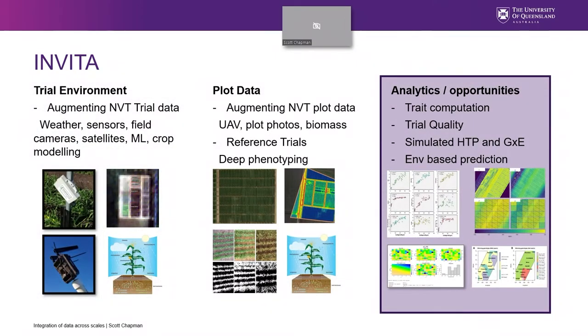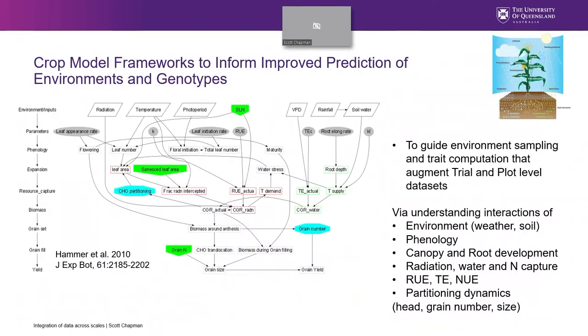So just to mention a little bit about analytics and opportunities. As I said, we are using crop models to inform a lot of this. I'm not going to go through the spaghetti model that I designed with a graph function in R, but we use this to guide our environment sampling and try to think about what are the best ways to measure environment, phenology, development and efficiency and partitioning, and set these experiments up to understand better how varieties perform differently.